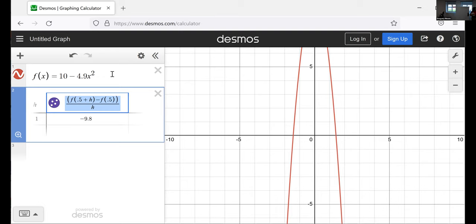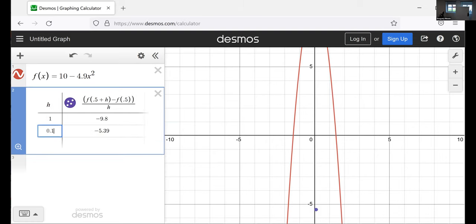And currently there's one entry in that table. I have H equals one. But I said that for this approximation to be good, H should be close to zero. And I don't know that one is really that close to zero. So maybe let's try another entry. Maybe let's look at 0.1. Our approximation for the velocity of this object is negative 5.39 meters per second. Is everybody buying this so far? Does anybody have questions about what we're doing or why we're doing it?